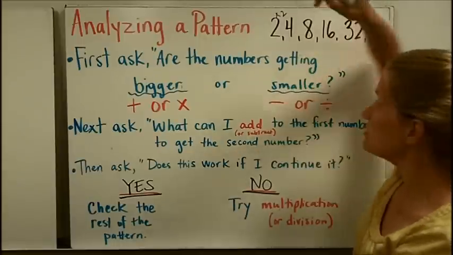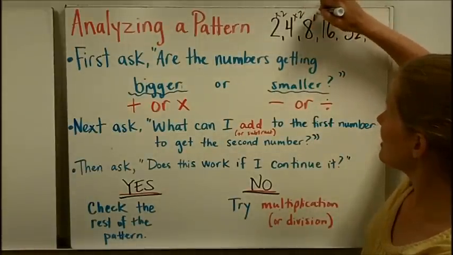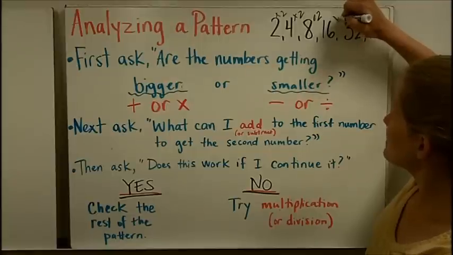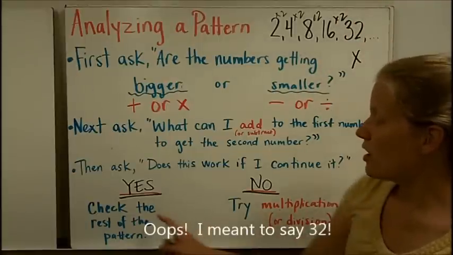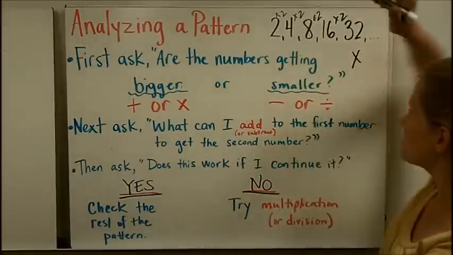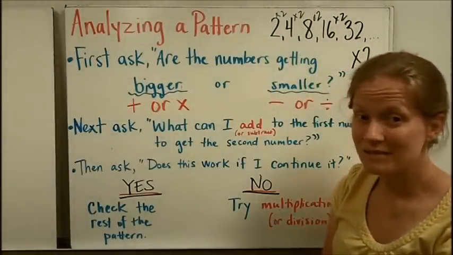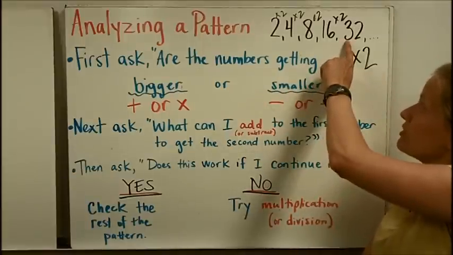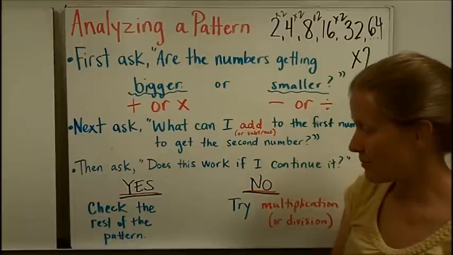Let's keep trying times 2. 4 times 2 makes 8. 8 times 2 equals 16. 16 times 2 equals 32. So, because all of the rest of the pattern works, we know that this is a times 2 pattern. And if I were to find the next number in the pattern, I would multiply 32 times 2 and get 64 as the next number.